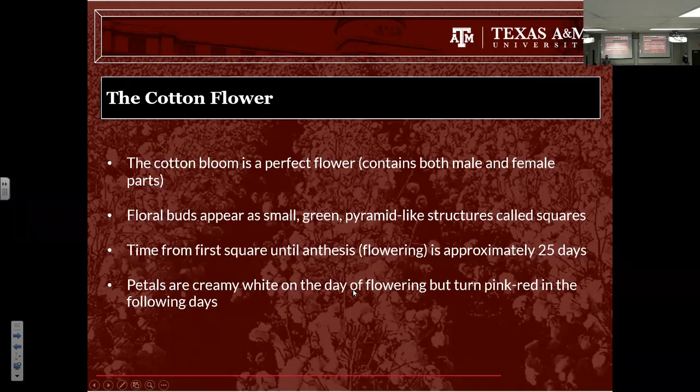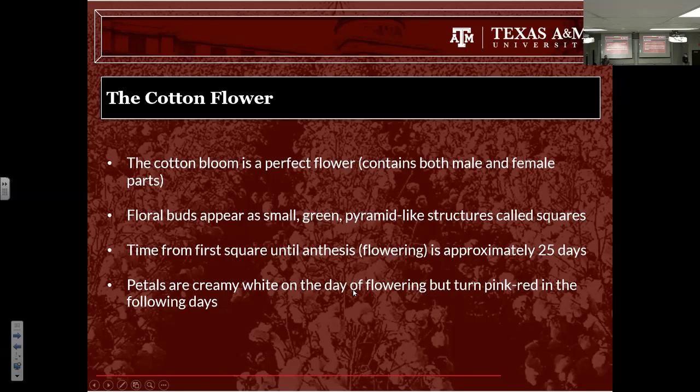So since my project is mostly on flower openness, I thought I should go in with some cotton and talk about the cotton flower. So the cotton bloom is a perfect flower, which means it contains both the female and male parts. Floral buds appear as small green pyramid-like structures, and in the cotton world, we like to call them squares.